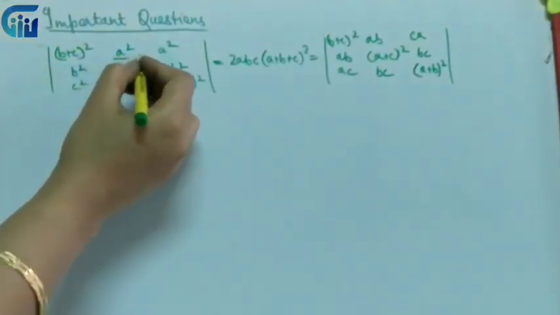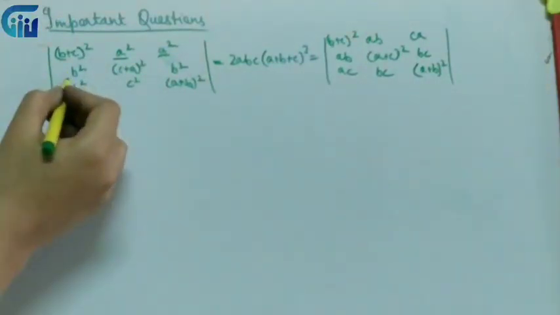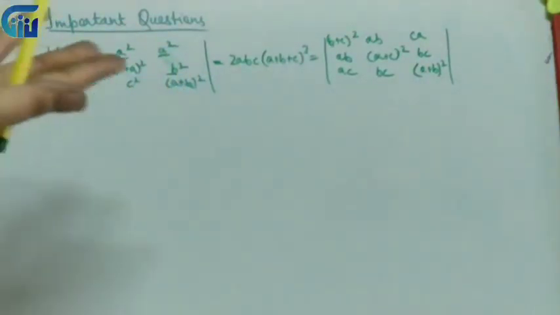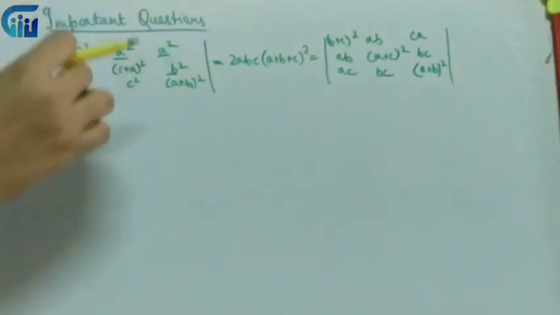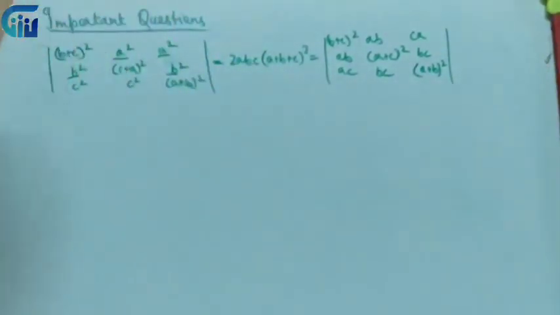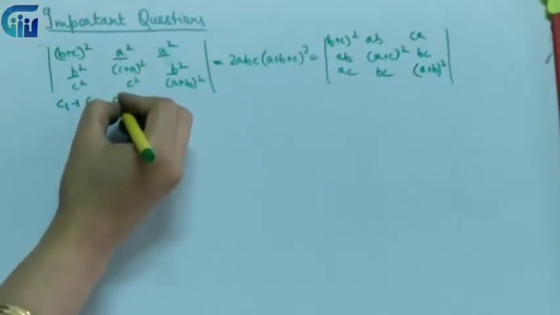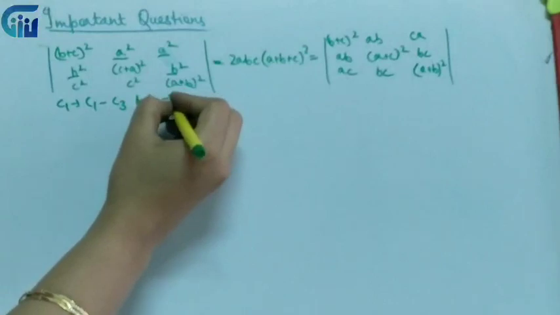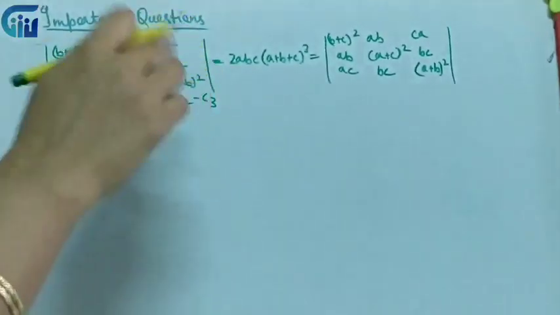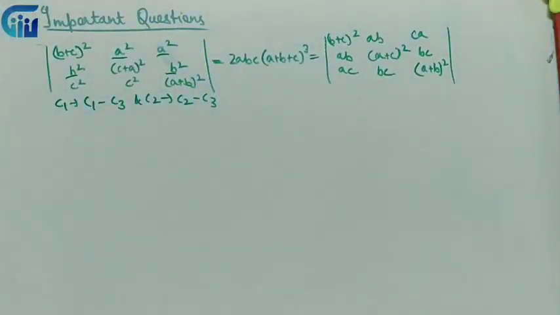So I observe this is a square over here, and this is b square and b square over here. Similarly, we have c square over there. So I'll fix this particular column and subtract it from here. So I'll write C1 becomes C1 minus C3 and C2 becomes C2 minus C3. So we'll fix C3 and subtract it from C1 as well as C2.